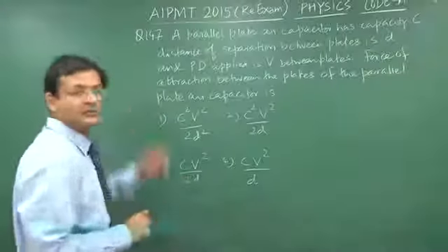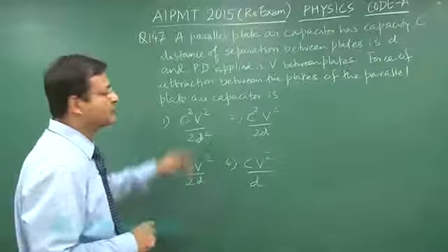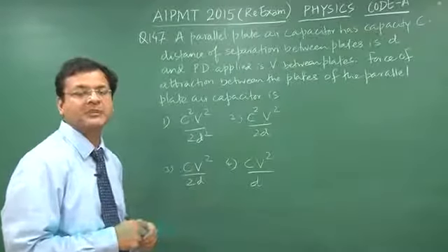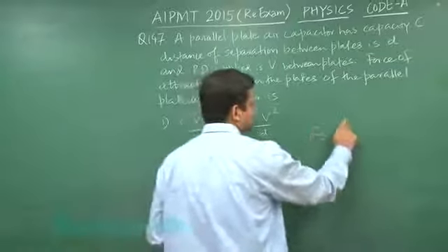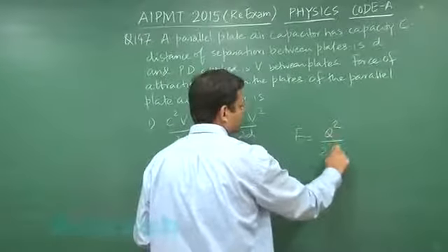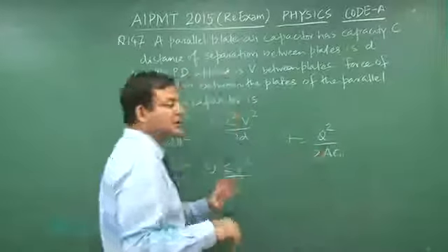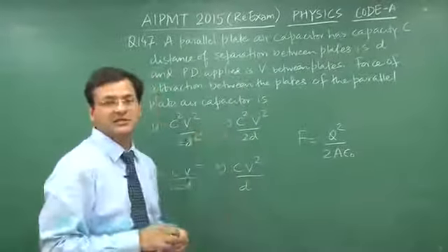In the next question, that is question 147, which is simply based on formula. This is force of attraction between capacitor plates. Force of attraction between capacitor plates has a standard formula, Q square by 2A epsilon naught. But the notations which have been given to you in the question are different.